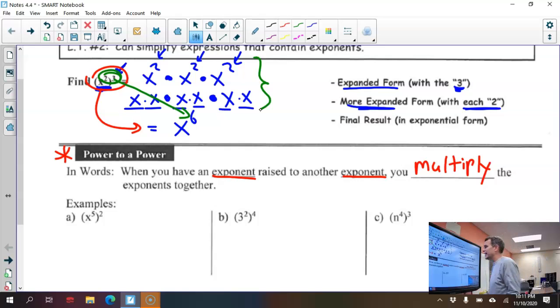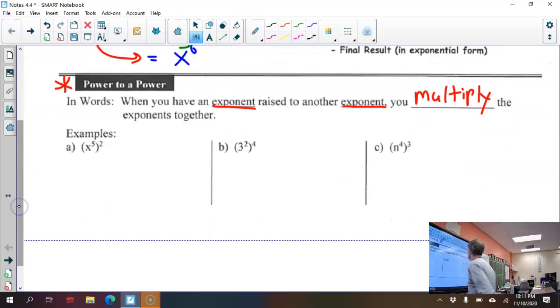So we're going to do a couple examples, right? You might try to get the examples before I do. This first one is x to the 5th to the 2nd. You know, I could write it out. I don't want to, but I could.